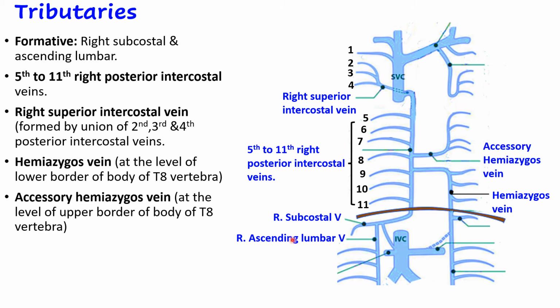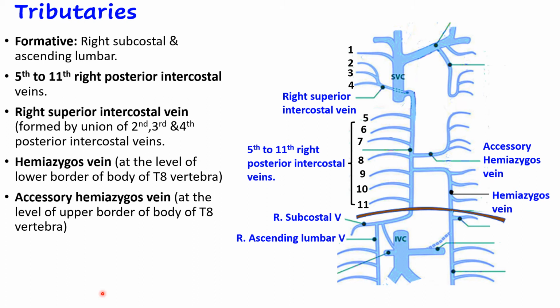There is one more vein, and that is the accessory hemiazygos. This is also present on the left side, and it will also turn towards the right side and drain into the azygos vein at the level of the upper border of the body of the T8 vertebra. So you can say that the hemiazygos vein is a mirror image of the lower half of the azygos vein, whereas the accessory hemiazygos vein is the mirror image of the upper part of the azygos vein on the left side.